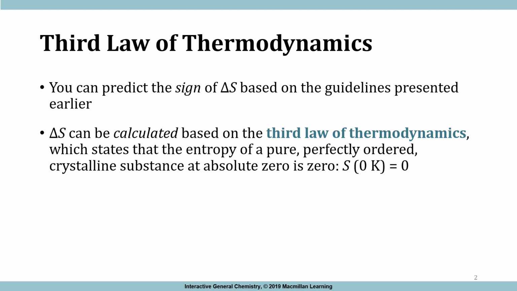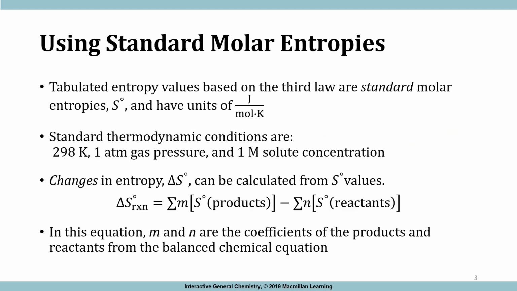So the third law of thermodynamics states that the entropy of a pure, perfectly ordered crystalline substance at absolute zero is 0. So essentially, everything we're dealing with does not have an entropy of 0. It's going to have either a negative or a positive value, because the only thing that will have an entropy of 0 is something perfectly ordered, crystalline, and at absolute 0. So how do we start calculating our entropy?